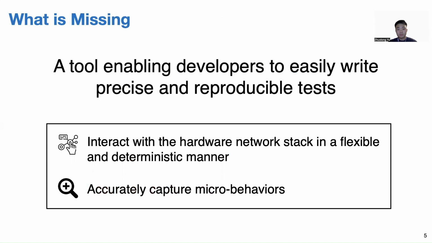So what is missing? We need a tool to enable developers to easily write precise and reproducible test cases. And the tool should be able to interact with the network stack in a flexible and deterministic manner. The tool should also accurately capture the micro behaviors.